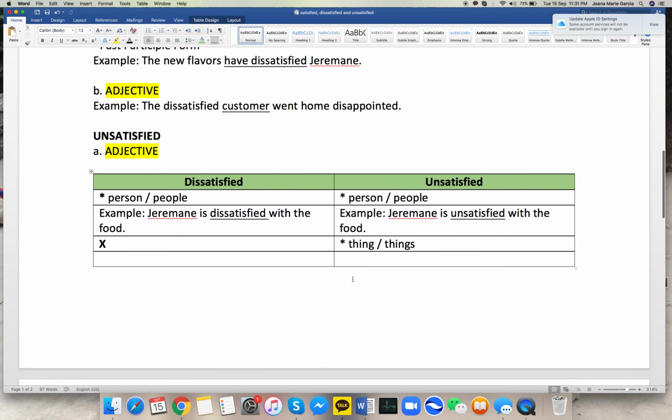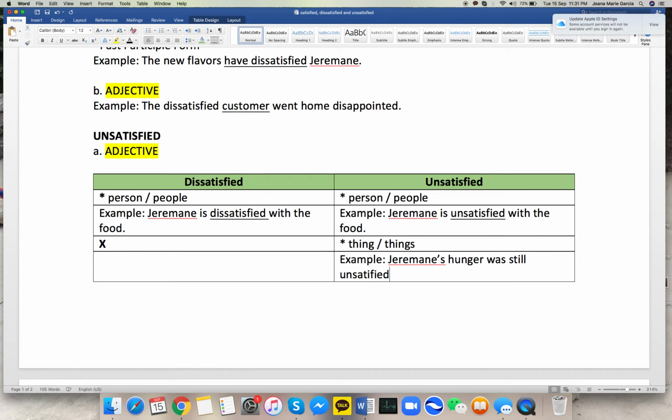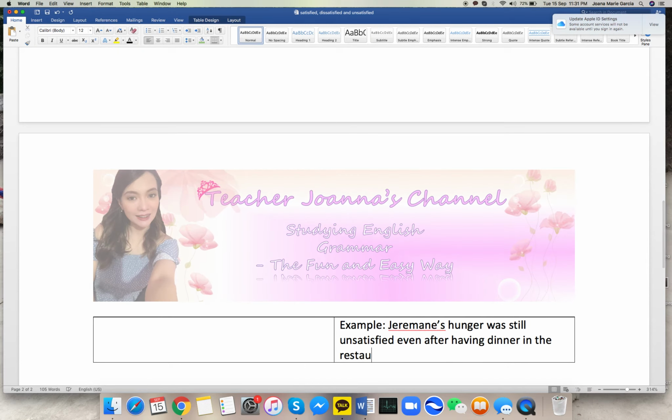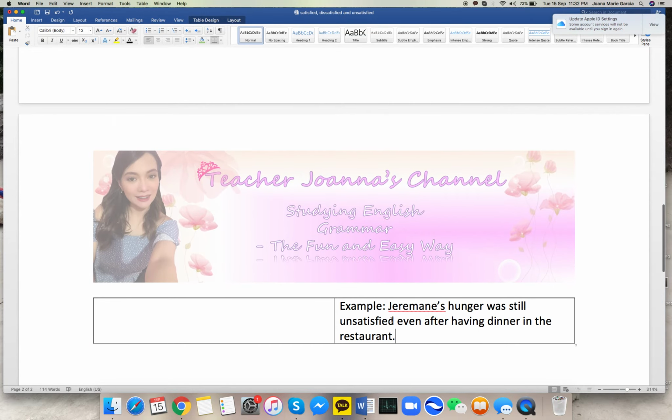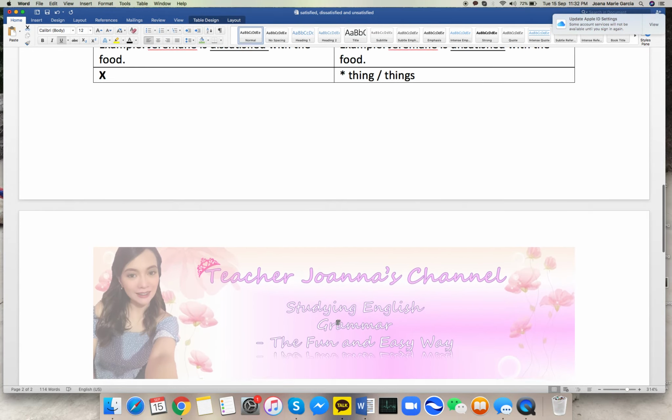For example, if I say that Jermaine's hunger was still unsatisfied even after having dinner in the restaurant, what's the meaning of that? It means that Jermaine was not happy. He was still hungry even after having dinner in the restaurant. As you can see here, hunger is not a person. So unsatisfied can be used.